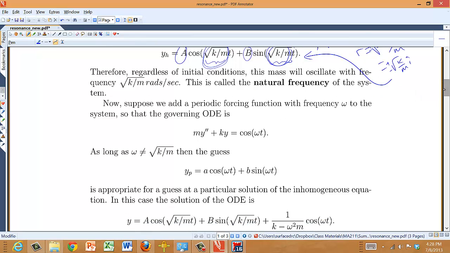Okay, so now let's suppose that we have a periodic forcing function that I'm adding on. So I'm applying some periodic force to my mass spring damper system, and I want to see how the mass is going to respond. My periodic function will be in this form, cosine omega t, and the omega is called the forcing frequency.